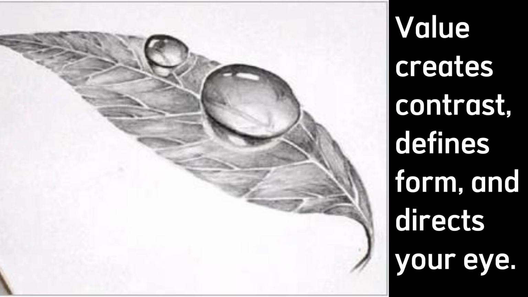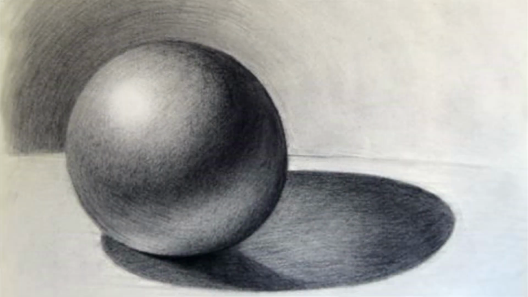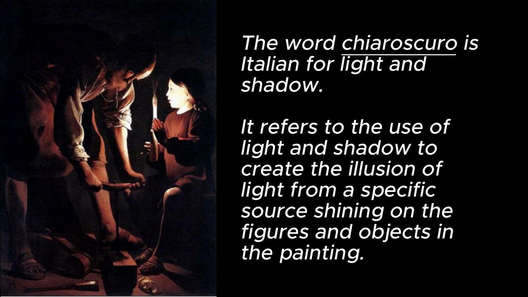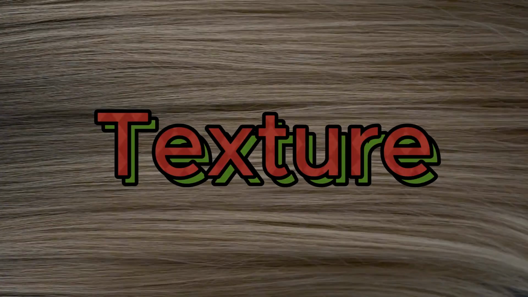Value, the light and shadow show. Speaking of light and dark, let's talk value. This is the lightness or darkness of a color, or even just black and white. Value creates contrast, defines form, and directs your eye. Imagine drawing a sphere without any shadows. It would just look like a flat circle. Value gives things weight and drama. It's the difference between a sunny day and a mysterious night.